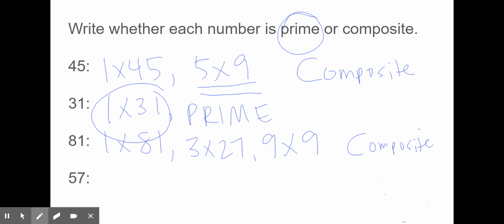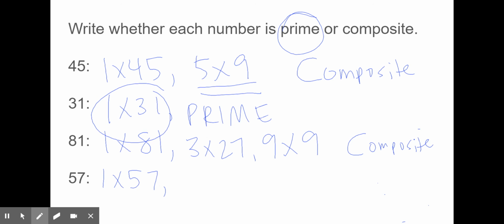And the rule that we're going to use is that we've got to check and make sure. So, first of all, we have 1 times 57. That's what we have first. If we stop there, it's prime. If we can think of more factor pairs, then it's composite. So let's check 2. Is 2 a factor? No, you're right. It doesn't end in an even number. How about 3? Is 3 a factor?